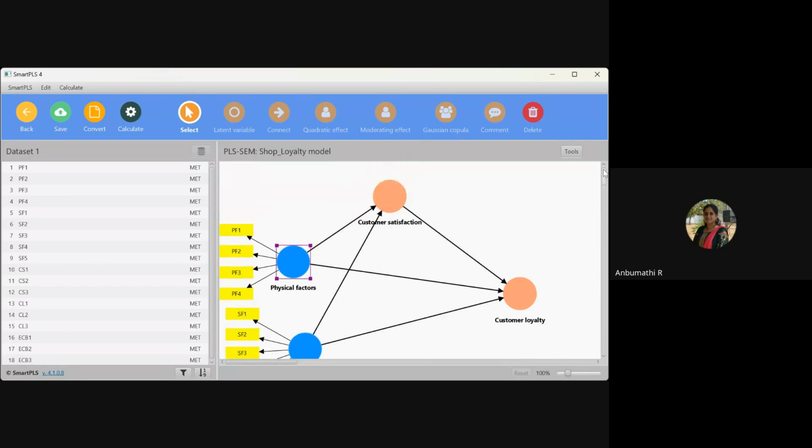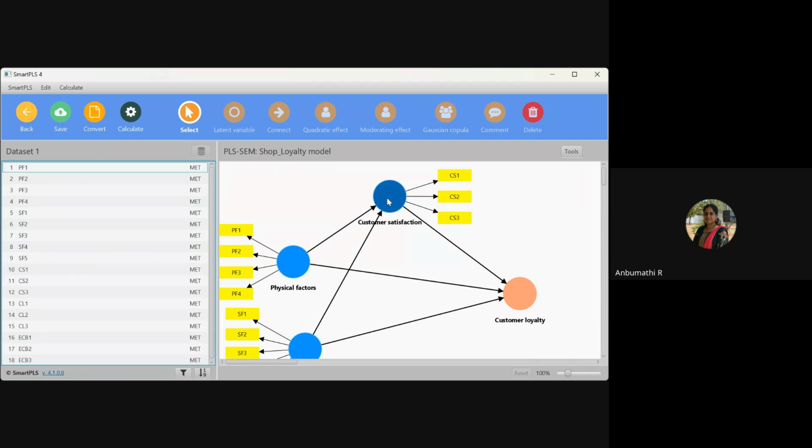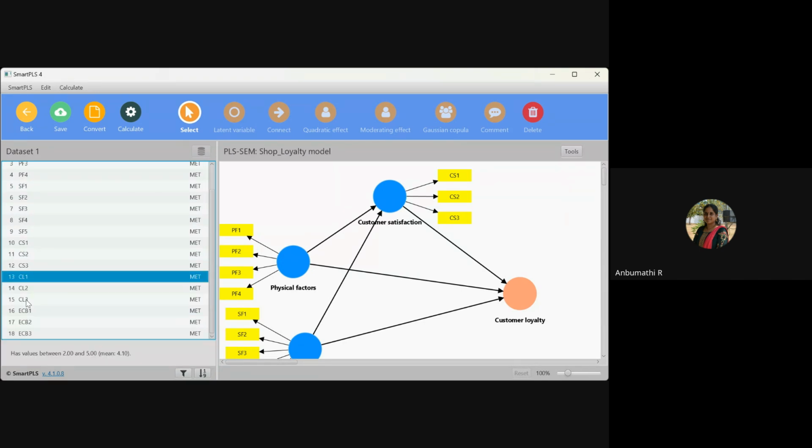Again, we need to do it for customer satisfaction. We have 3 items. Drag and drop. This is perfect. So I am not going to do anything with that. And we have customer loyalty.